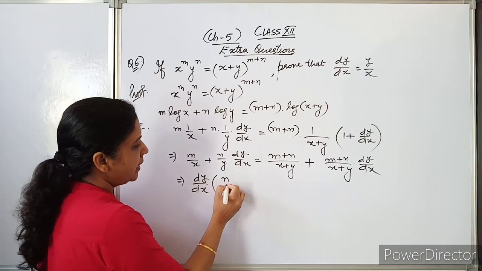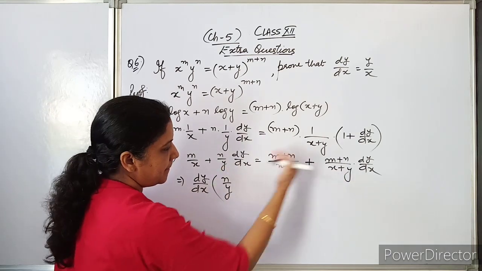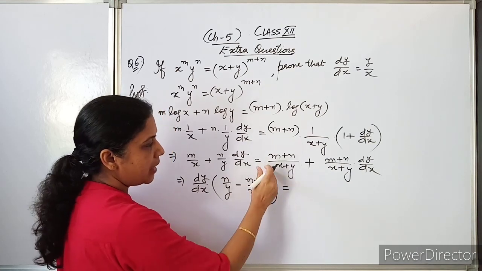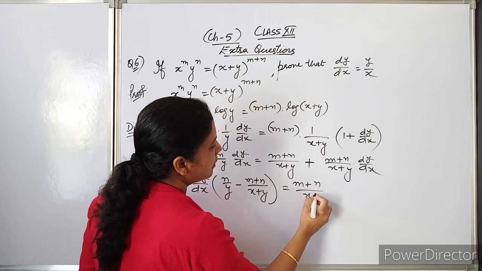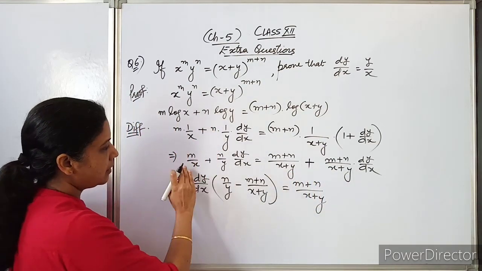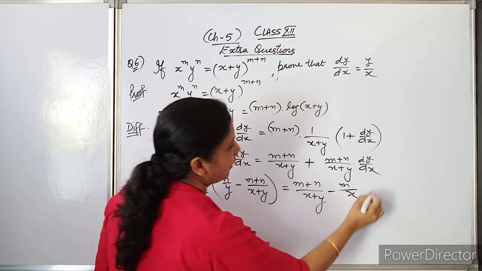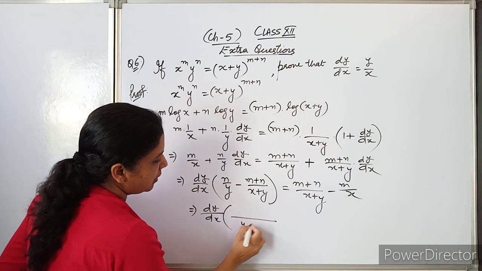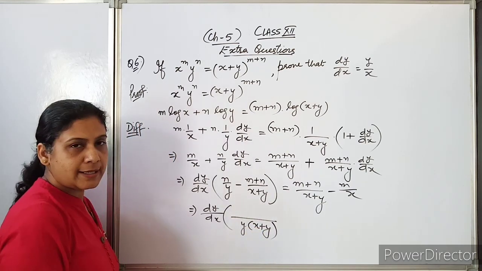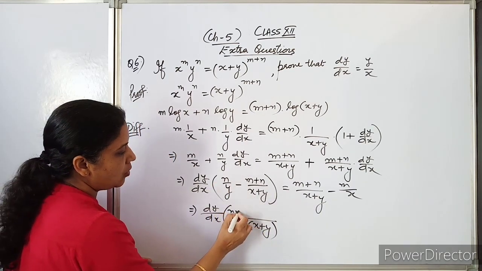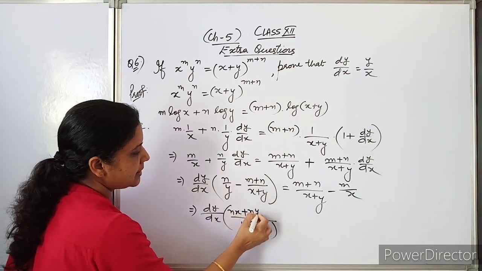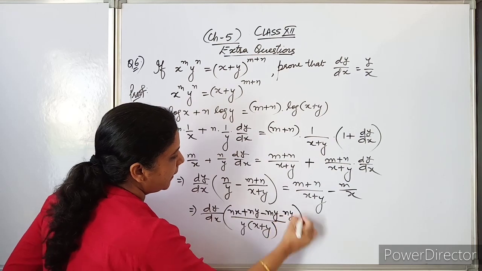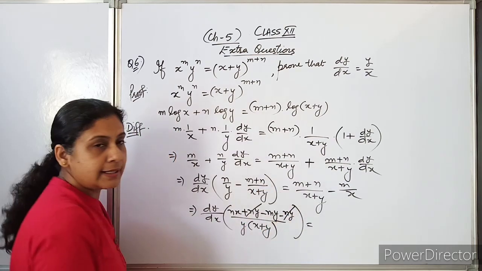So that would be n upon y minus m plus n upon x plus y, and the remaining terms on another side. So that is always there. This has to be shifted. When I take the LCM, it becomes y into x plus y. Let's cross multiply it, or you can say simply take the LCM. Nx plus ny minus my minus ny. You can see ny gets cancelled.